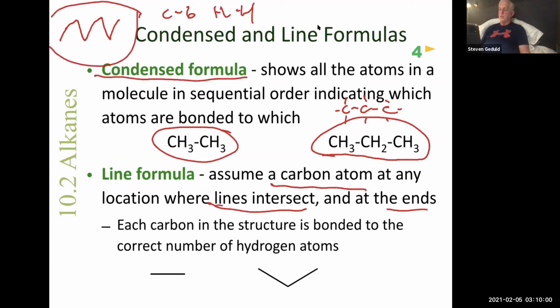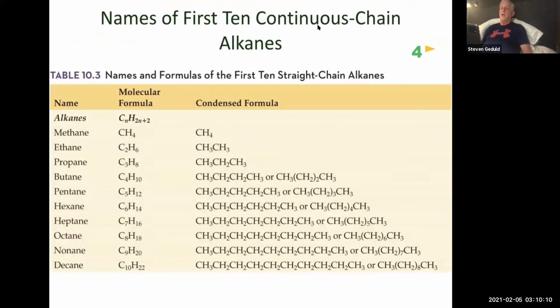So with the line structure, at the ends are carbons, and each carbon is bonded to the correct number of hydrogens to make everything have 4 bonds. When we name these things, you'll be referring back to this chart many times until you memorize the names. You don't have to memorize because this chart will be provided for you no matter what exam you have with me. But by doing enough of them, you're going to memorize them. It's just going to happen all on its own.